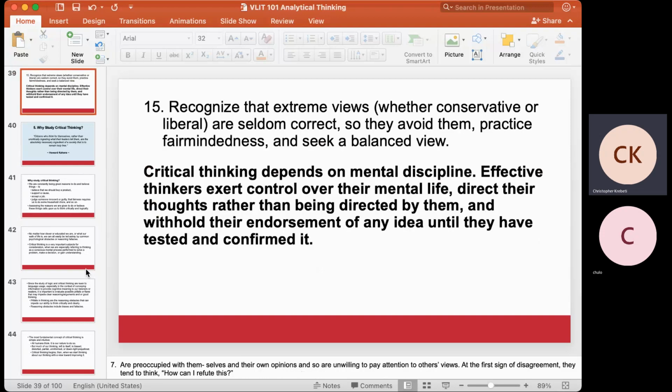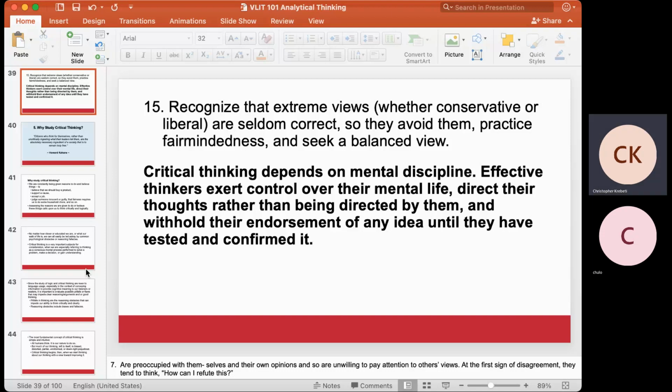They also recognize that extreme views are seldom correct. Sometimes in a class, you can have very extreme views. They can be positive or negative. And oftentimes, as it is posited, they can be incorrect. Oftentimes, they are incorrect. So they avoid them. Critical thinkers avoid extreme views. And then they practice fair-mindedness, and they seek a balanced view.